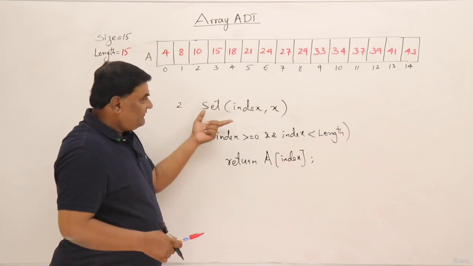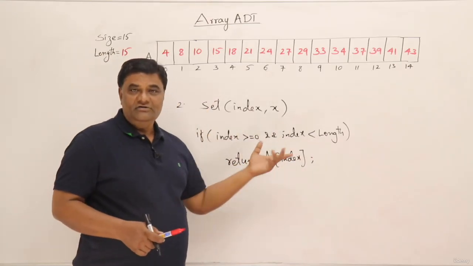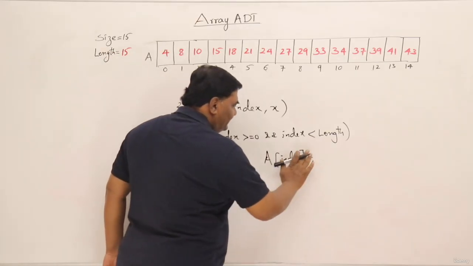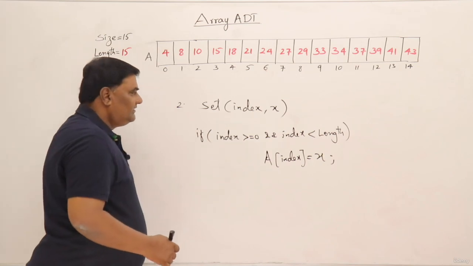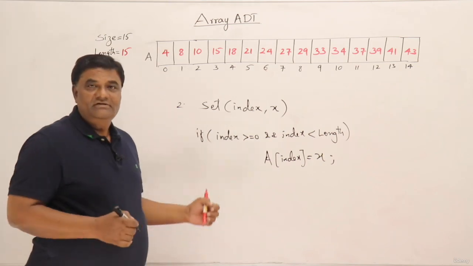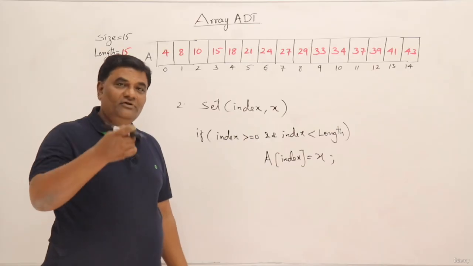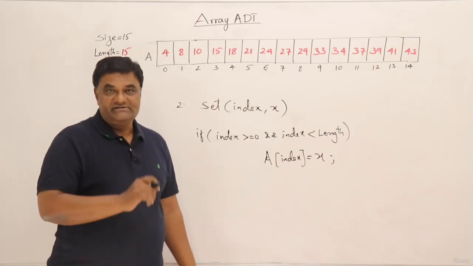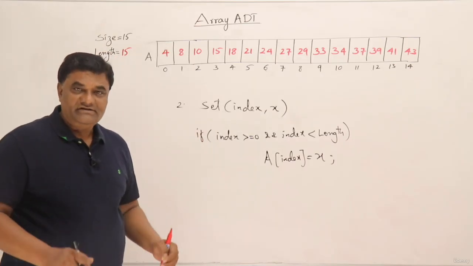So for setting a value at a given index, again I should check whether the index is valid or not. If it is valid, then I should change that index location with the element x. So that's all. Now get method was for reading the value, set method is for writing the value depending on a given index. So the time taken by this is also constant.